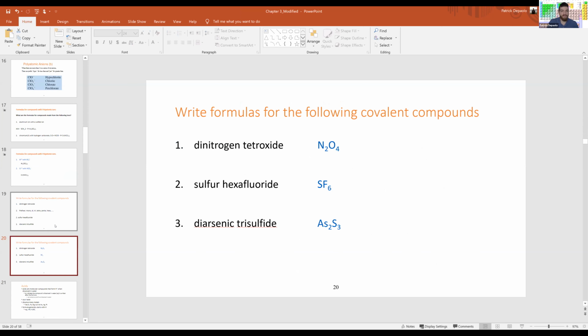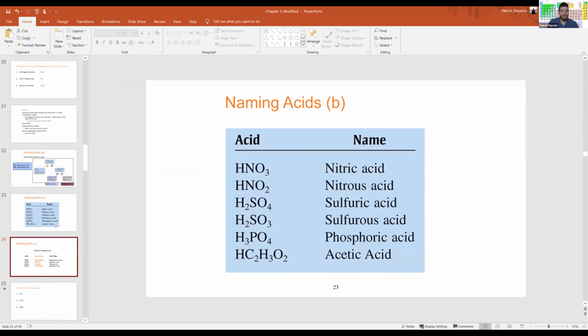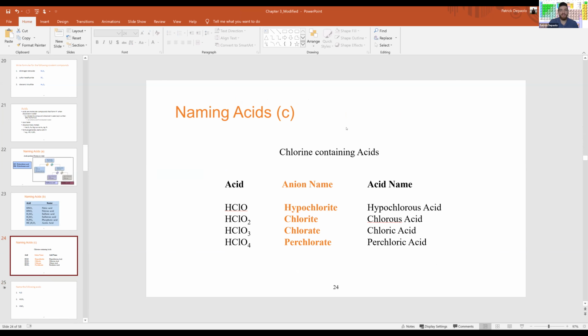Phosphate is, I'll just write it here for a second. Phosphate is PO4.